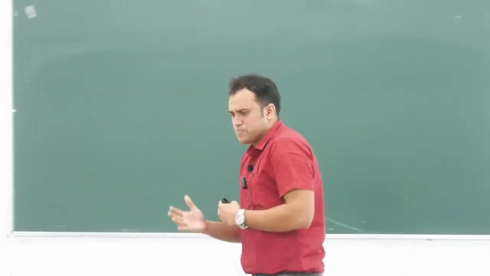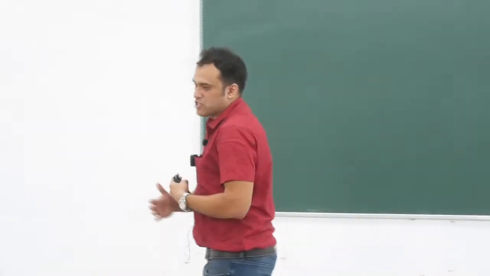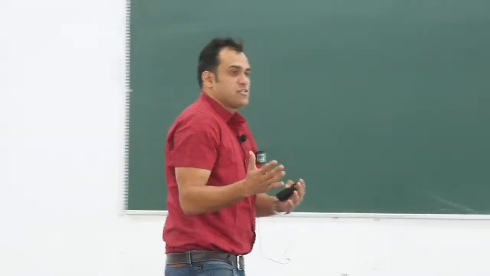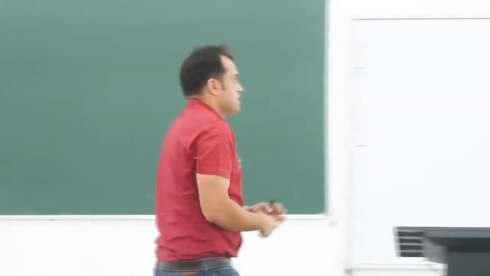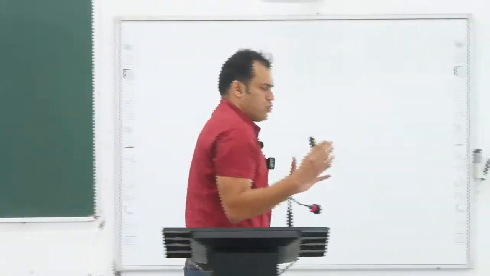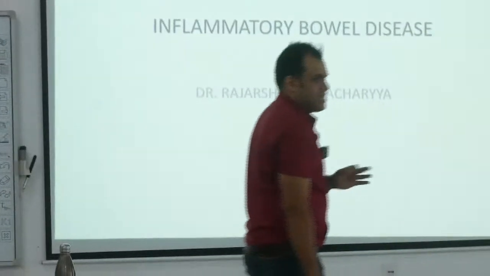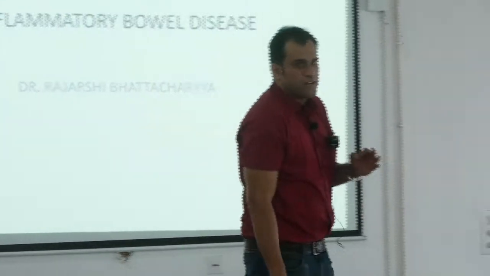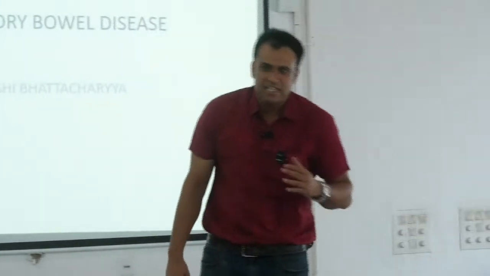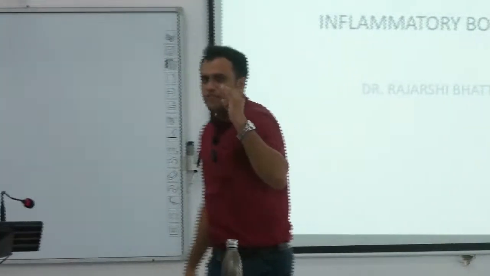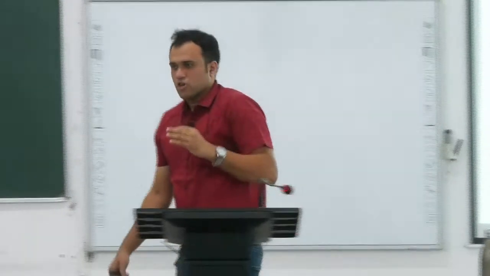Then you have indeterminate colitis, where you get some features of ulcerative colitis and some features of Crohn's, and then colitis associated with neoplasia. Those two are not so important, but you should know about ulcerative colitis and Crohn's disease. I don't think you're going to get a main question on ulcerative colitis or Crohn's disease, highly unlikely, but they may ask you individually on ulcerative colitis or Crohn's disease.